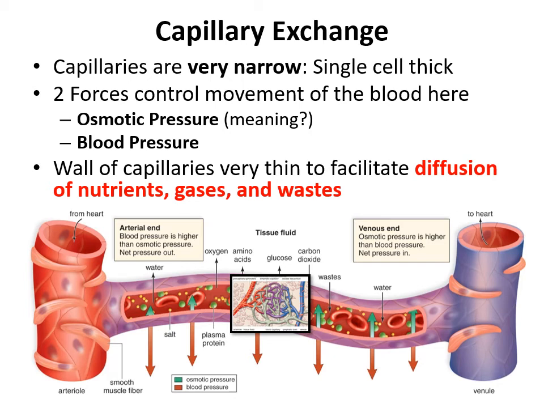Now, the walls of the capillaries are very thin, which is important for the diffusion of the nutrients, gases, and wastes. And basically, I want you to think of arteries versus veins. Arteries, like we keep saying, go away from the heart. So think about what you would want to bring to the rest of the body. Capillaries exchanging with the arteries, arteries want to bring oxygen to the rest of the body, right?